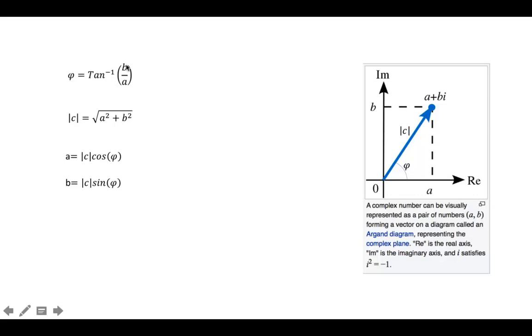If you have your complex number in rectangular form and you wish to convert to polar form, these are the conversion formulas. You can then get A and B back by using trigonometry and saying that A is C times the cosine of phi and B is C times the sine of phi. So those are the primarily relevant formulas for complex numbers.